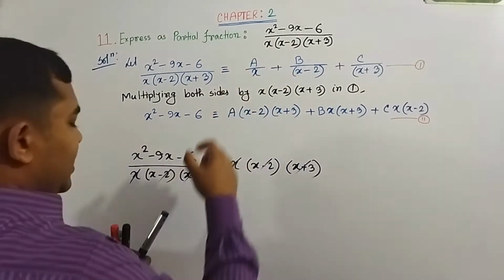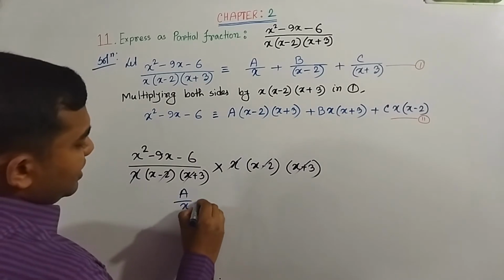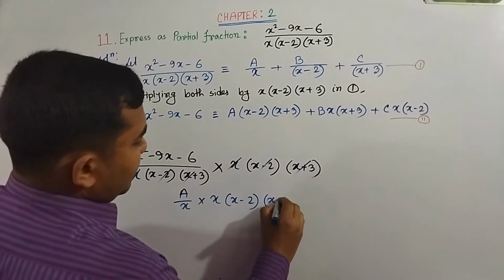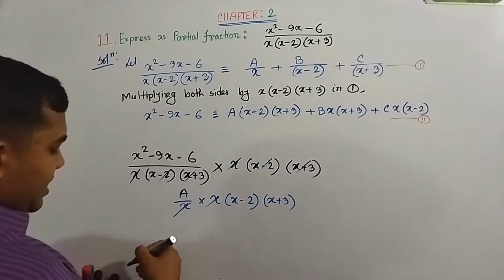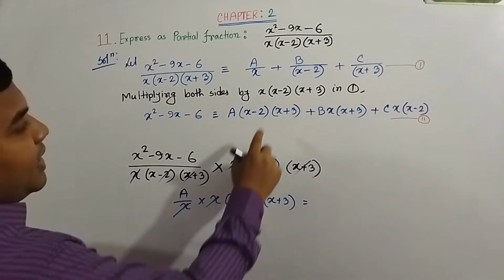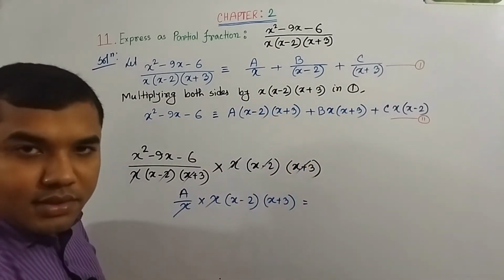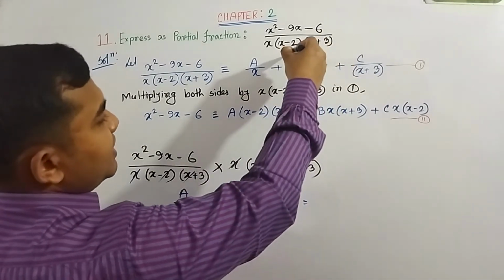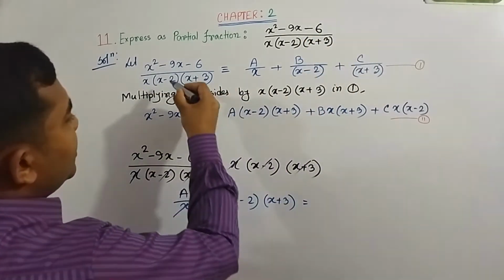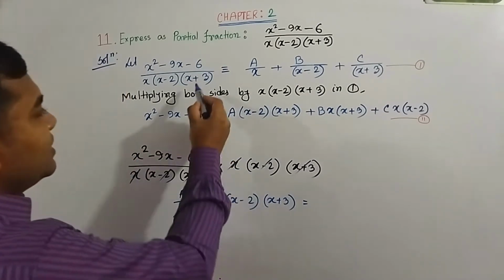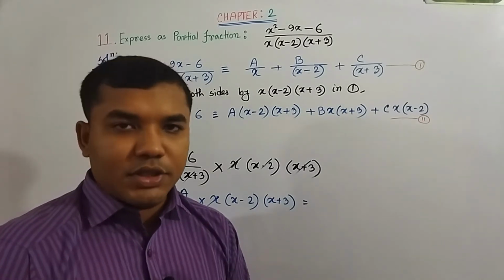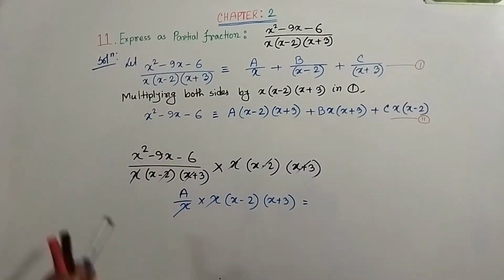Now if we multiply a by x by x minus 2 and x plus 3, then x cancels, and what remains is a into x minus 2 into x plus 3. Can you understand? Exactly. Similarly, if we multiply the b term, then x minus 2 will cancel and the others will remain. By this way we have found equation number 2. Clear? Okay, now we'll go for our next step.